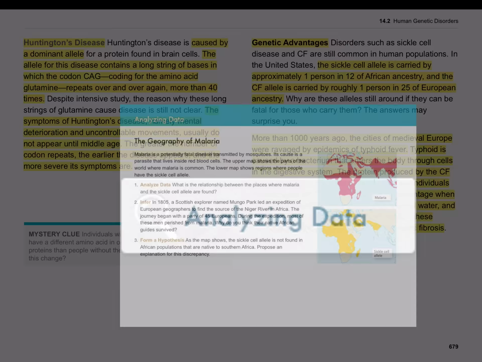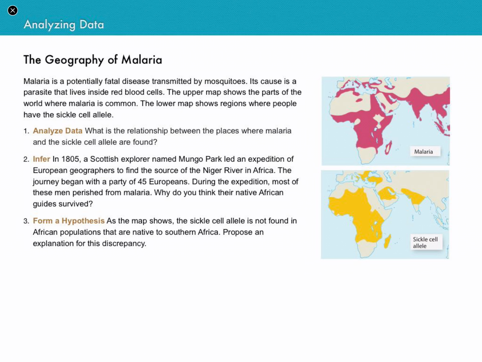There is an analyzing data section here that you can look at sometime on your own, and that will take you through some questions, and maybe you'll be able to understand the relationship between malaria and sickle cell a little better after looking at this analyzing data. If you have any questions on the analyzing data, just send them to me through the class comments. Thank you.